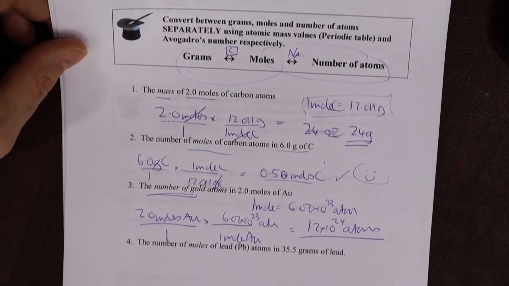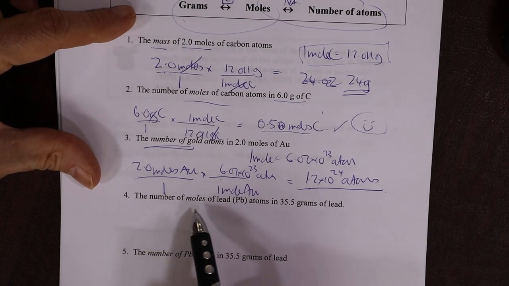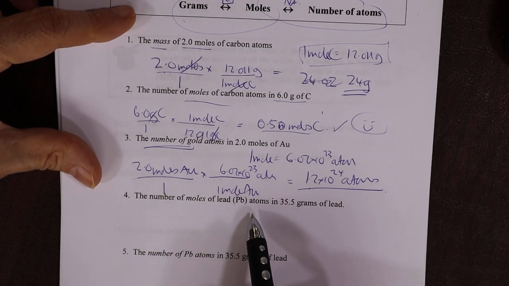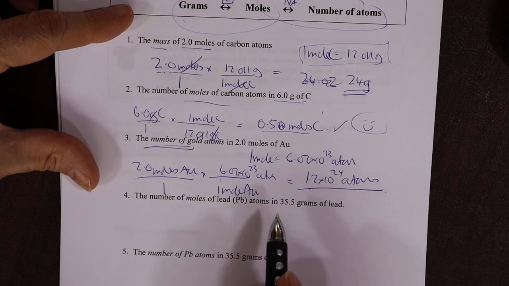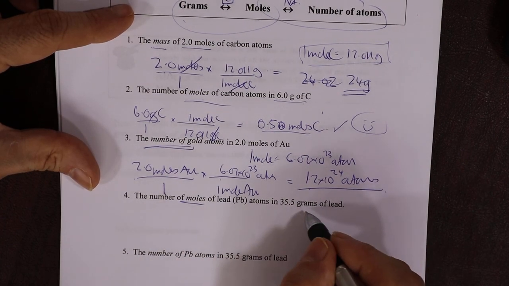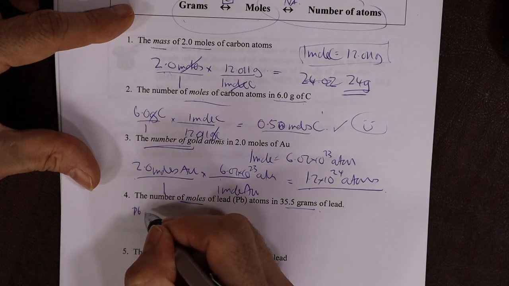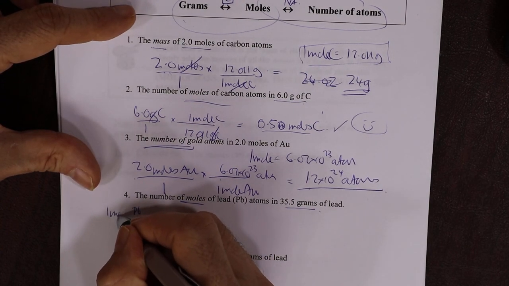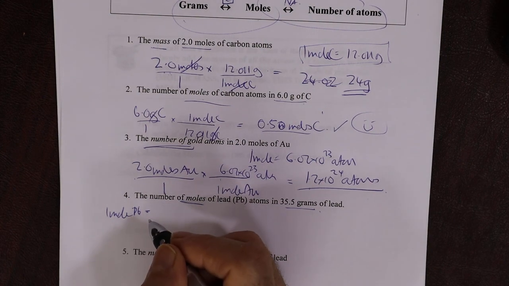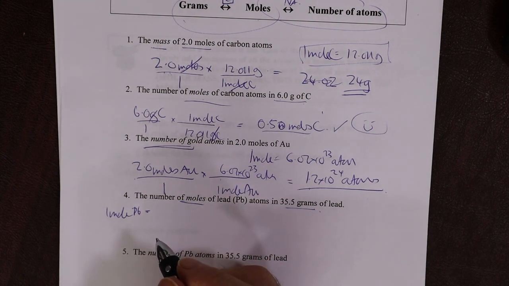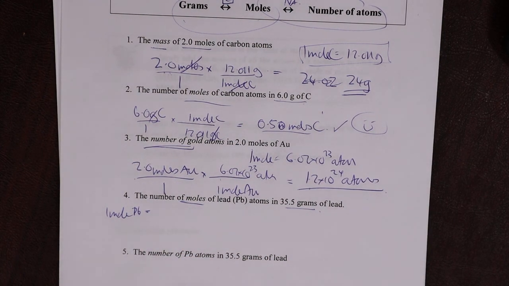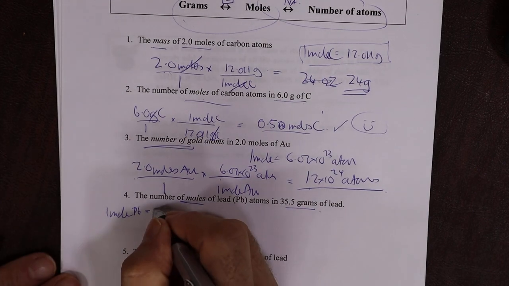So next thing, number of moles of lead, Pb, in 35.5 grams of lead. So it's moles and grams. So it's the periodic table. If you look at lead in the periodic table, 1 mole of lead equals, what's my number? 207.2.